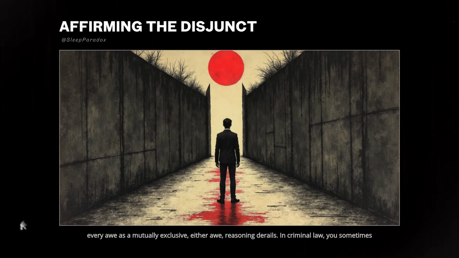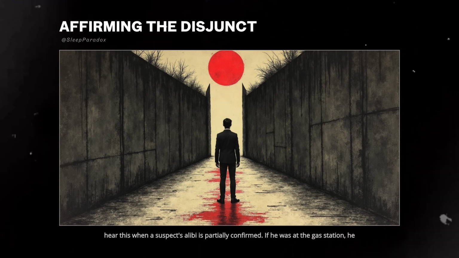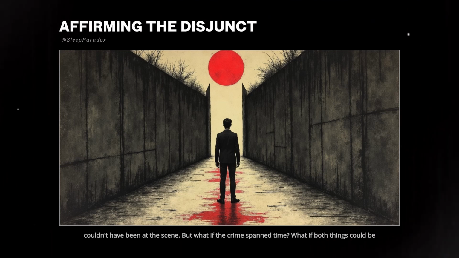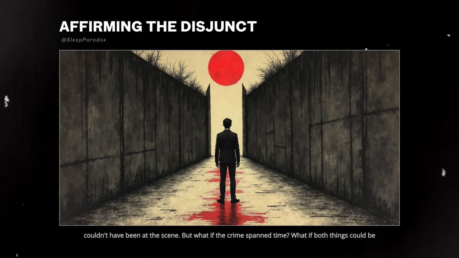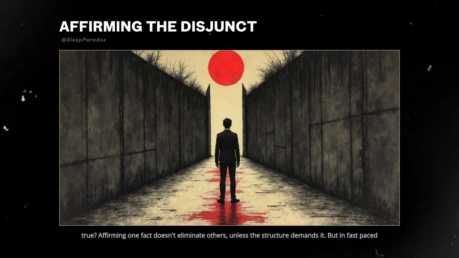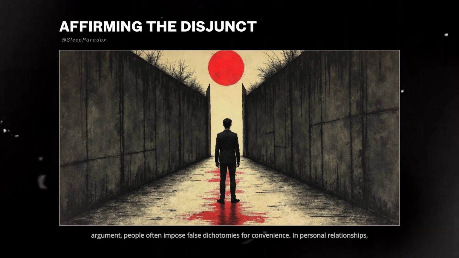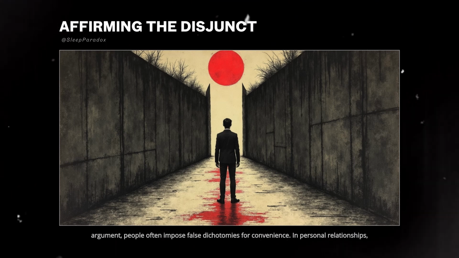In criminal law, you sometimes hear this when a suspect's alibi is partially confirmed. If he was at the gas station, he couldn't have been at the scene. But what if the crime spanned time? What if both things could be true? Affirming one fact doesn't eliminate others, unless the structure demands it. But in fast-paced argument, people often impose false dichotomies for convenience.